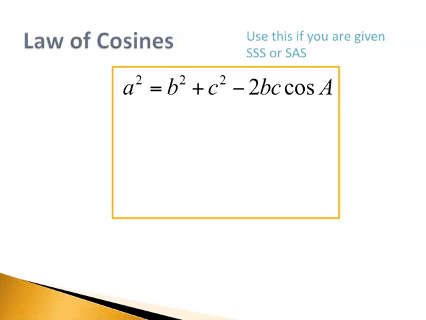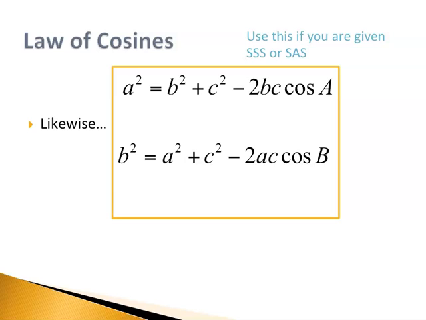Now, the other two forms are really just the same, but it really depends on how you've labeled your triangle or how the triangle is already labeled for you. You can always feel free to relabel the triangle so you only have to know that first formula, or you can feel free to use any of the other two forms. So b squared equals a squared plus c squared minus 2ac cosine of B. And then c squared equals a squared plus b squared minus 2ab cosine of C.